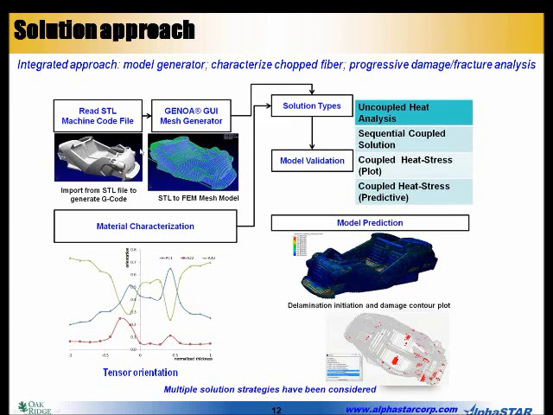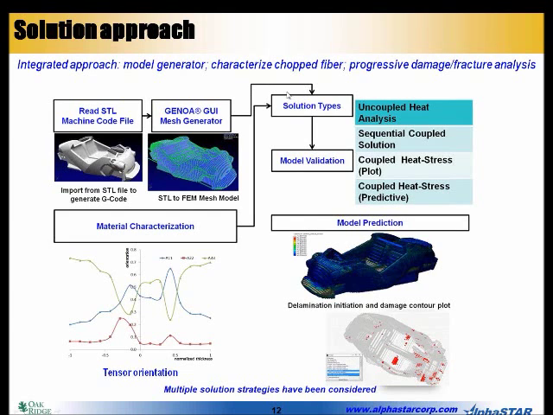Once the G code is read in, the Genoa GUI will generate a mesh according to the density that it's provided, and also it will include material orientations according to the machine head and fracture behavior between all the layers. In addition to that, there is a material characterization step where we characterize the chopped fiber material, the anisotropic chopped fiber material.